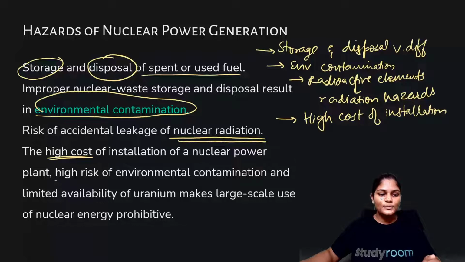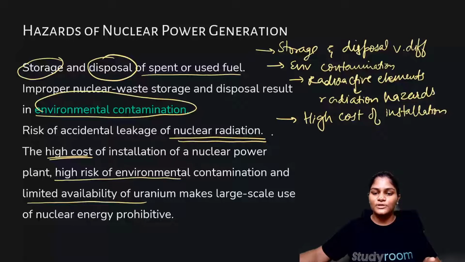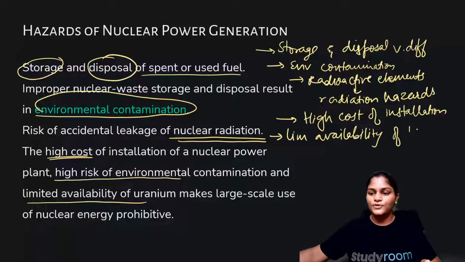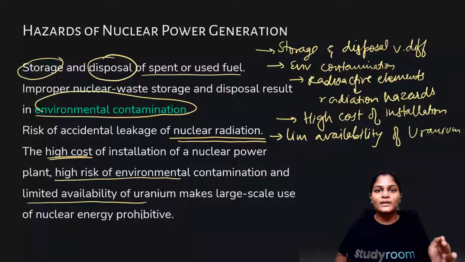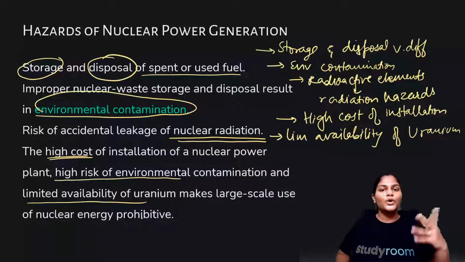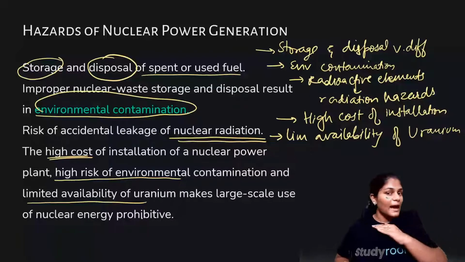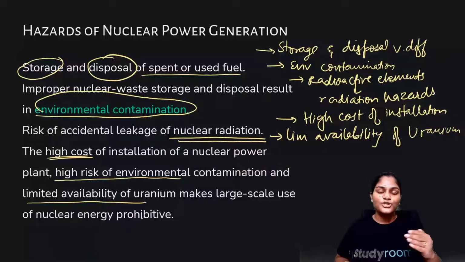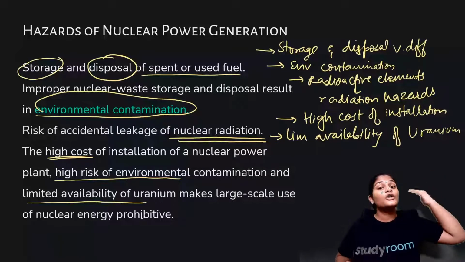High risk of environmental contamination, limited availability of uranium. This is your next con. Limited availability of uranium makes large scale use of nuclear energy prohibitive. It's not even saying dangerous or not a good idea. It is straight away saying prohibitive. That is why governments absolutely ban the use of nuclear energy, because they say that the people are more important to us than the generation of this electricity. There is too much at risk when we are using nuclear energy.